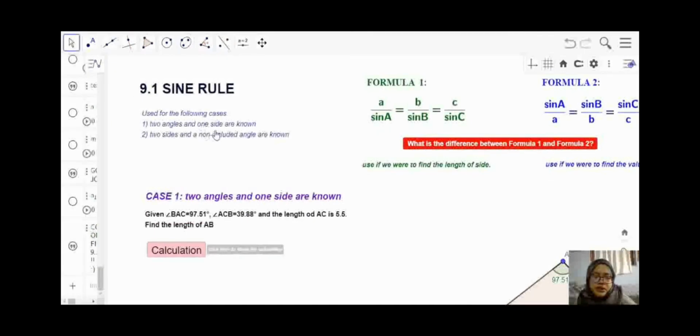Okay, so now let's look at how to apply these two formulas. In our syllabus, for sine rule we have two cases, where the first one is when we have two angles and one side known, and the second case is when we have two sides and a non-included angle known. Alright, before I show you the example for both cases, let's watch this video where it explains the meaning of included angle and non-included angle.